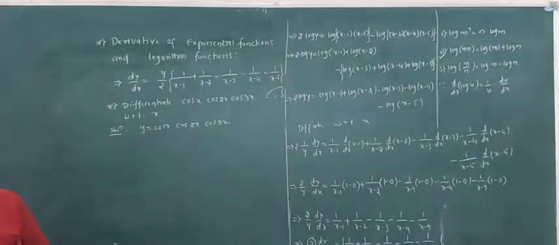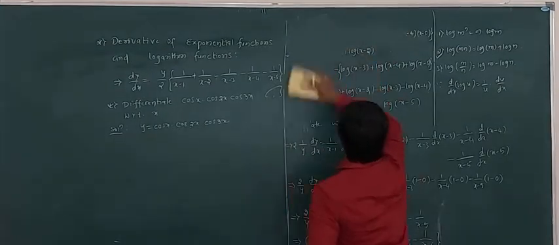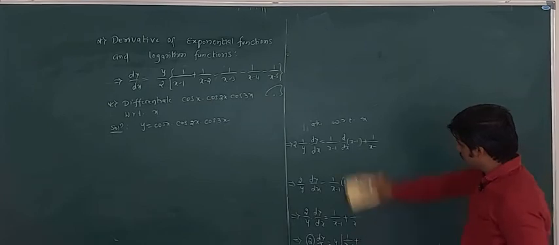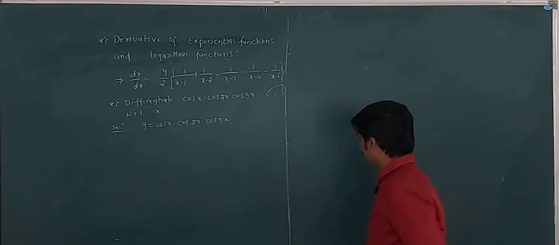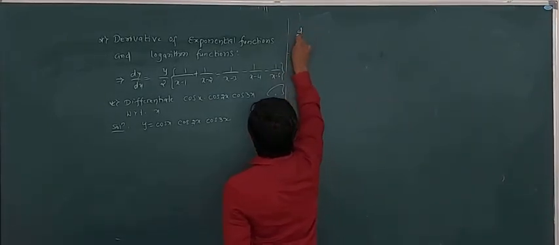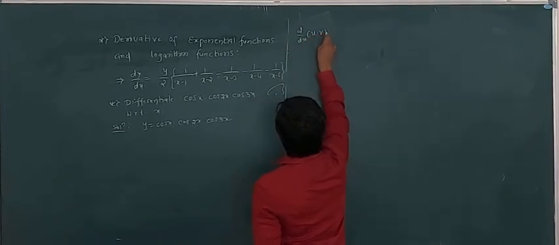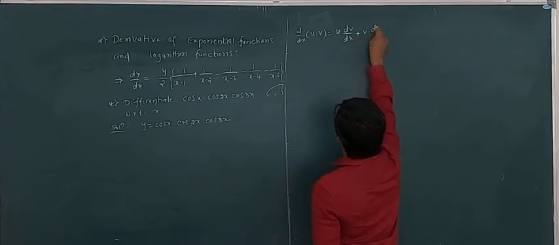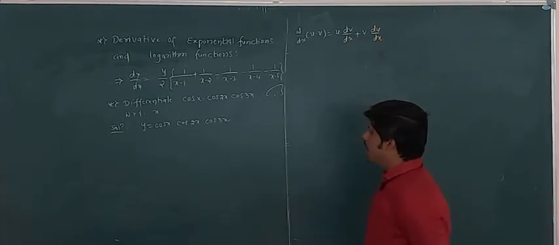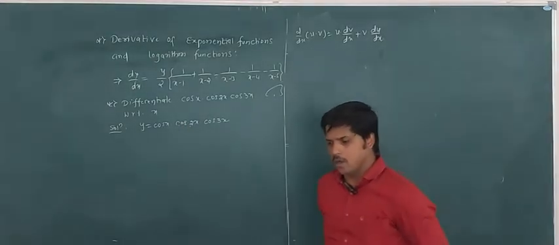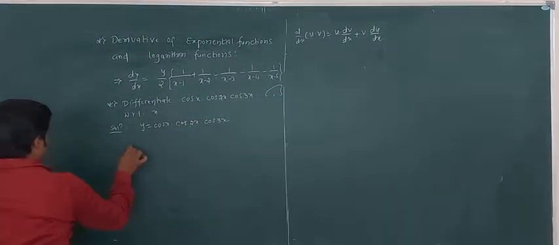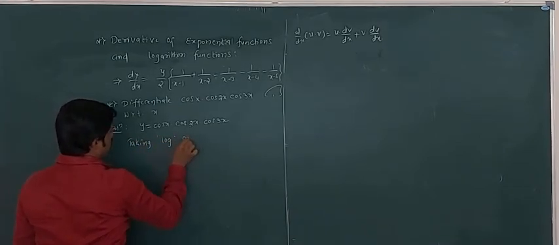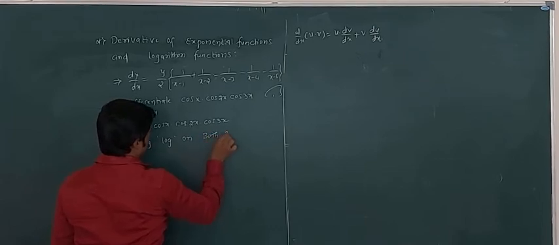And we know the product rule, that is d by dx of u into v is equal to first function constant, differentiation of second function, plus second function constant, differentiation of first function. But here we have three functions. So for that purpose, consider taking log on both sides.